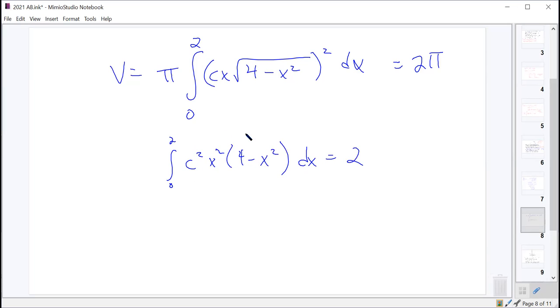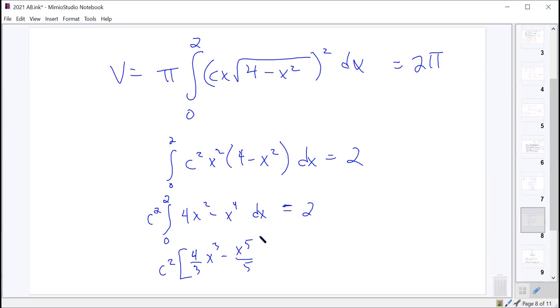We'll have to distribute all this out to do this integral. In fact, c squared is just a constant, right? So we could just take that constant out. We have c squared times the integral from 0 to 2 of 4x squared minus x to the 4th, which is 2. And we'll end up with c squared times (4/3 x cubed minus x to the 5th over 5) from 0 to 2 equals 2.